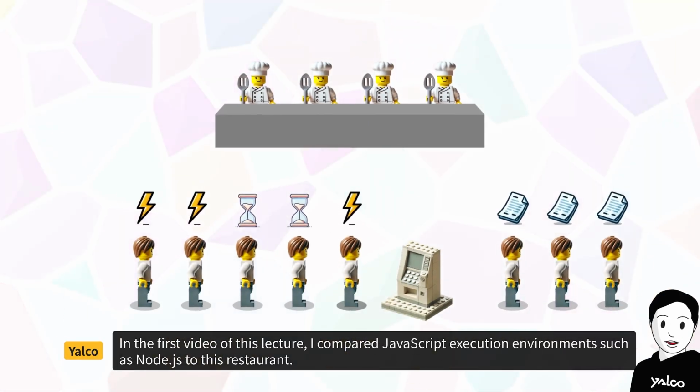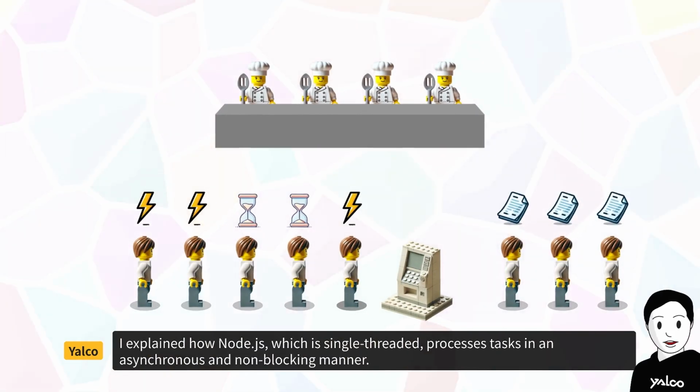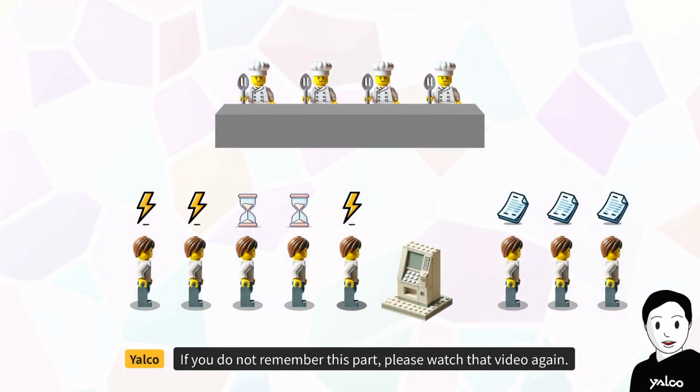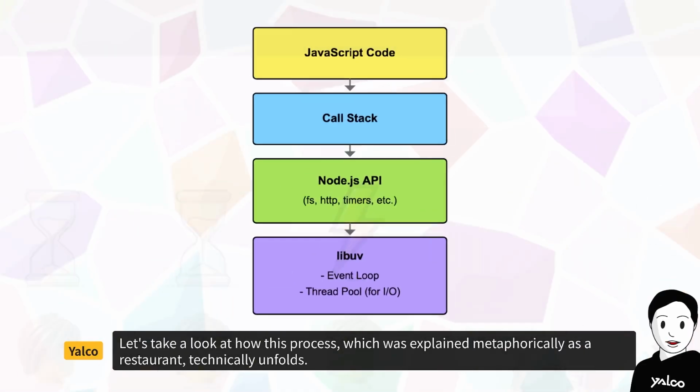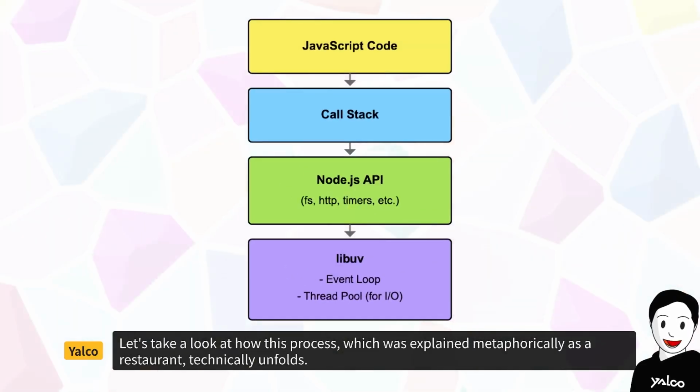In the first video of this lecture, I compared JavaScript execution environments, such as Node.js, to this restaurant. I explained how Node.js, which is single-threaded, processes tasks in an asynchronous and non-blocking manner. If you do not remember this part, please watch that video again. Assuming that you remember the metaphor used in this video, I'll proceed into this one. Let's take a look at how this process, which was explained metaphorically as a restaurant, technically unfolds.